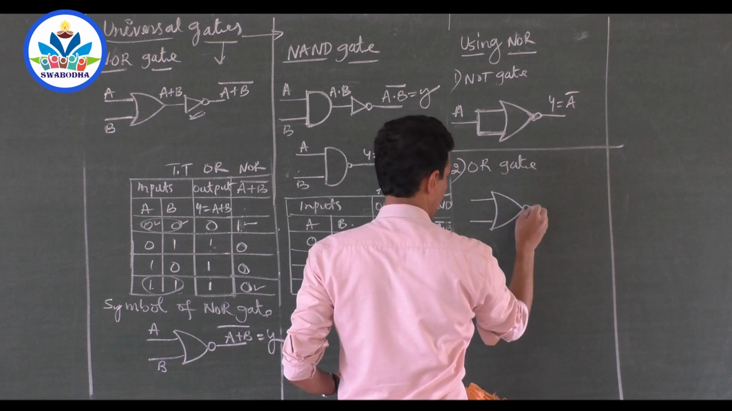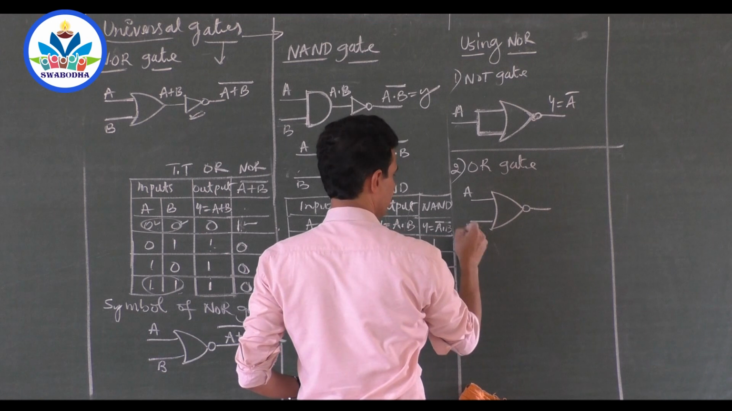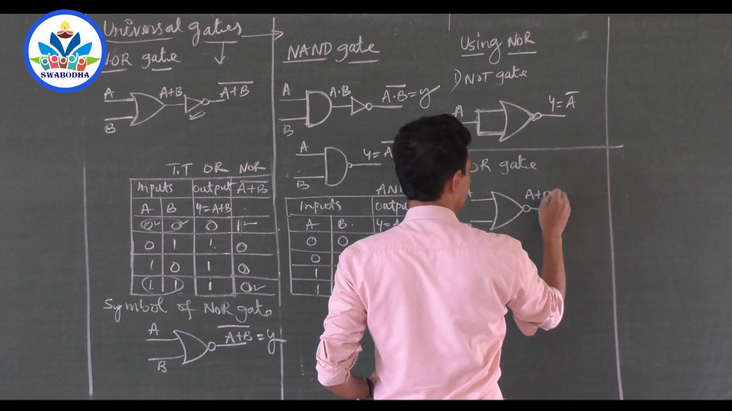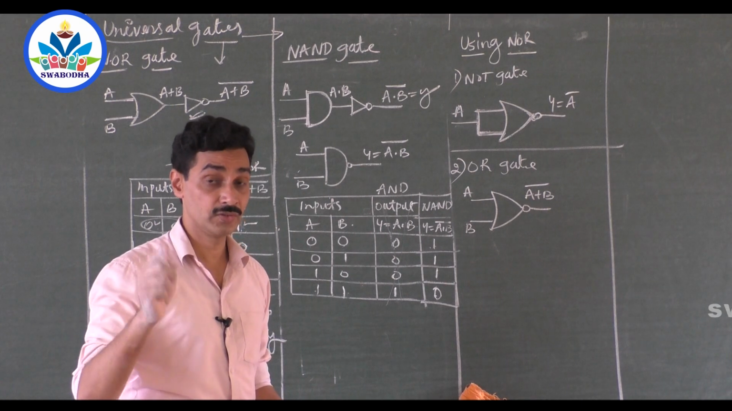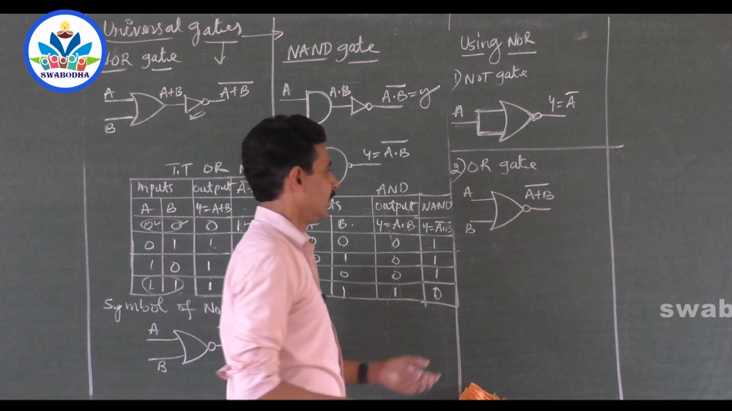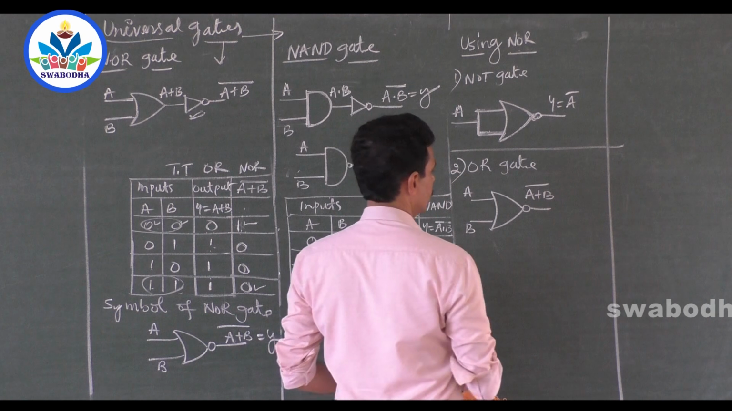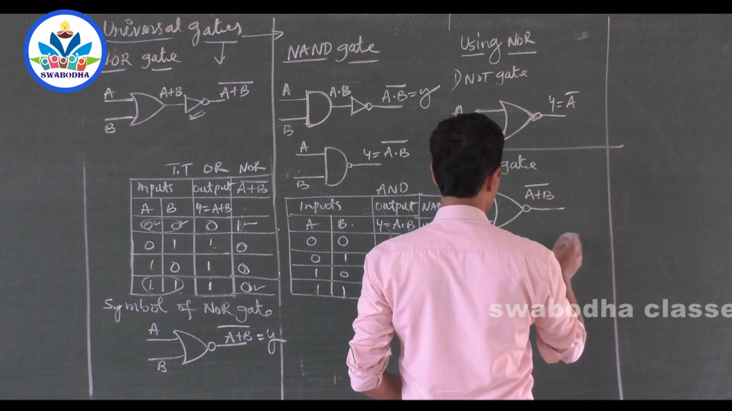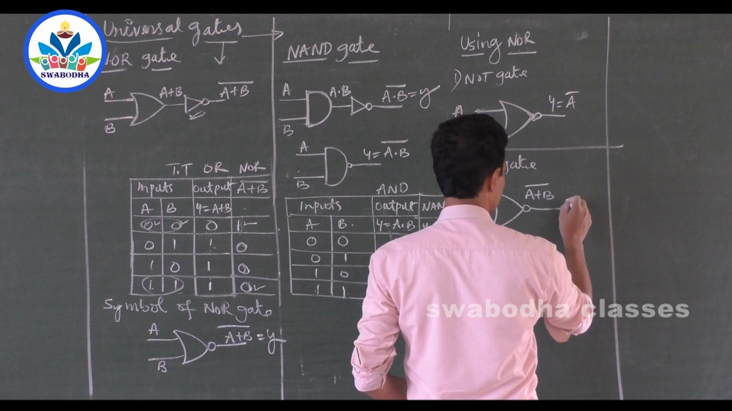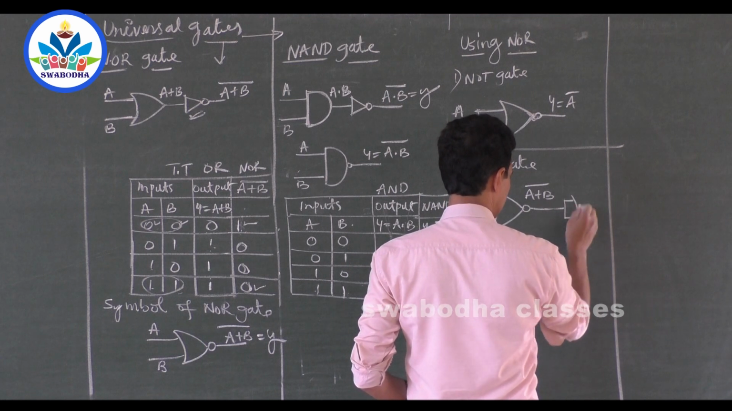What is the output of the NOR gate? A, B, gives A or B whole bar. It is complemented already because you are using not an OR gate, we are using a NOR gate. A plus B bar. Now how to get OR again? Connect a NOT gate. Sir, how to connect a NOT gate? NOT gate using NOR gate only. So like this, another NOT gate.